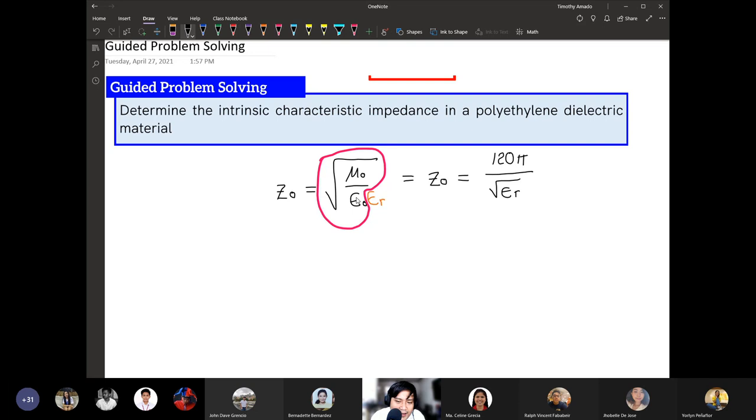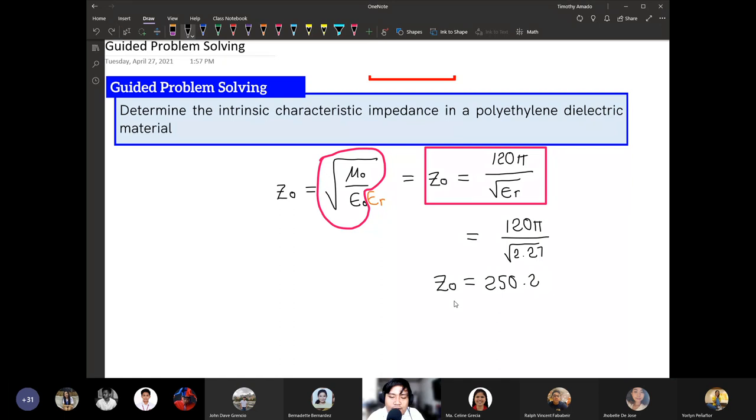So, ito yung formula natin, guys. Kailan ginagamit yung formula na yan, sir? We use this formula kapag yung hinahanap natin is characteristic impedance na hindi nakalagay sa free space. So, intrinsic characteristic impedance in a polyethylene dielectric material. We have 120 pi divided by square root of 2.27. So, what is our Zeo, guys, if that's the case? 250.24 ohms. Ganun lang po. Okay, so let's proceed.